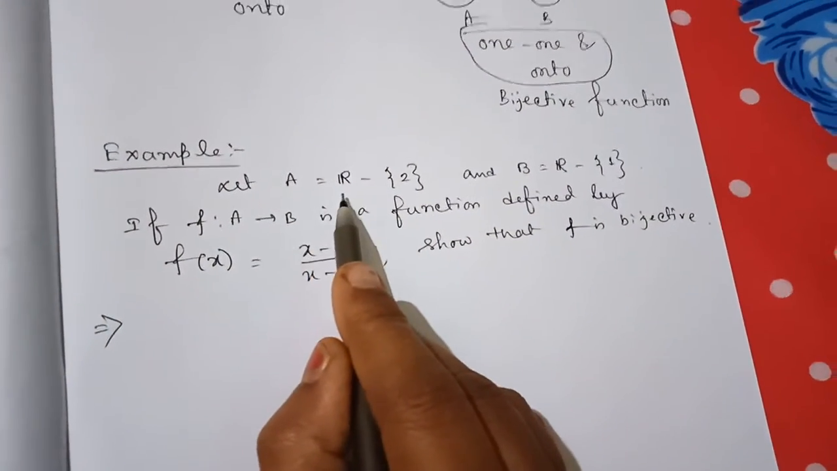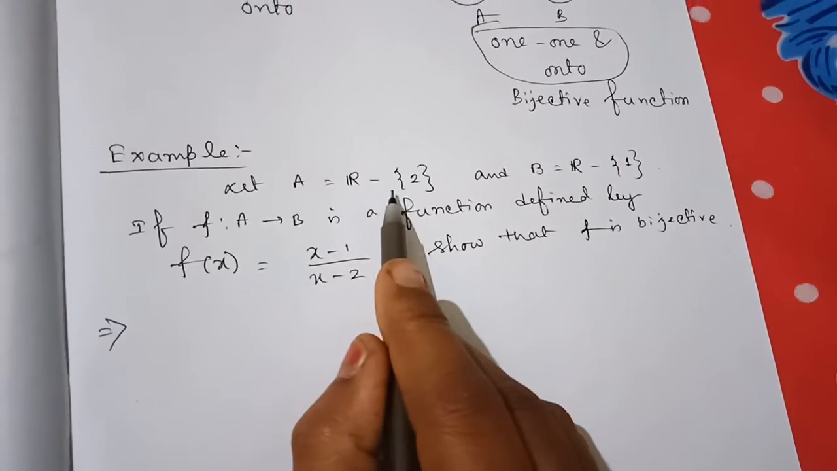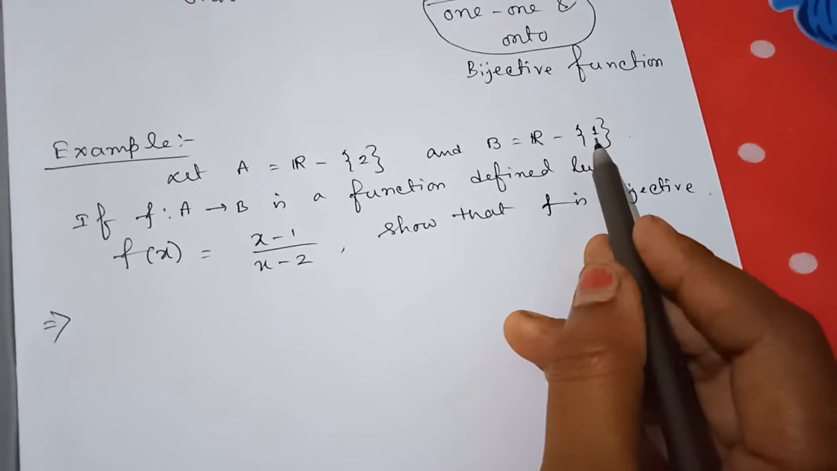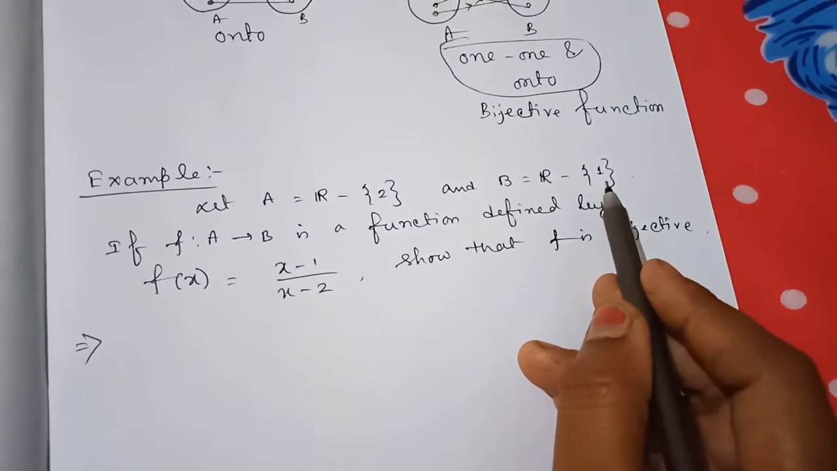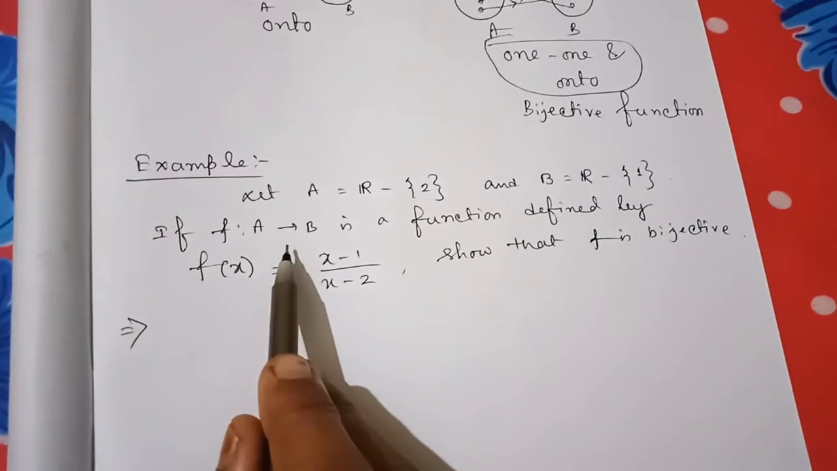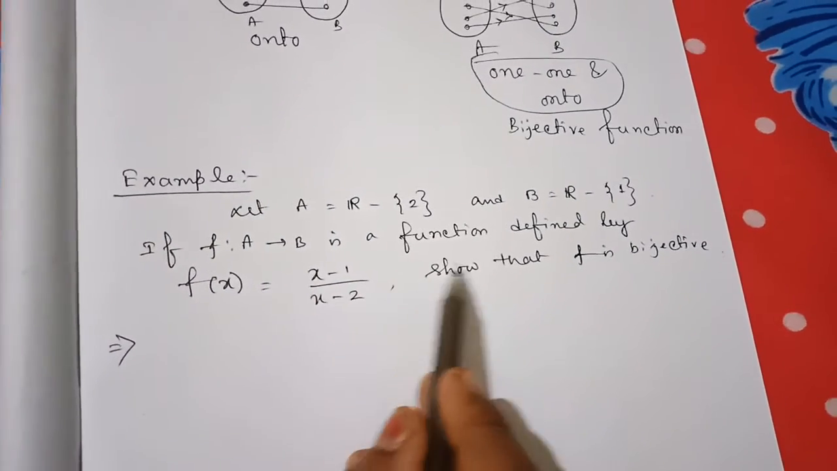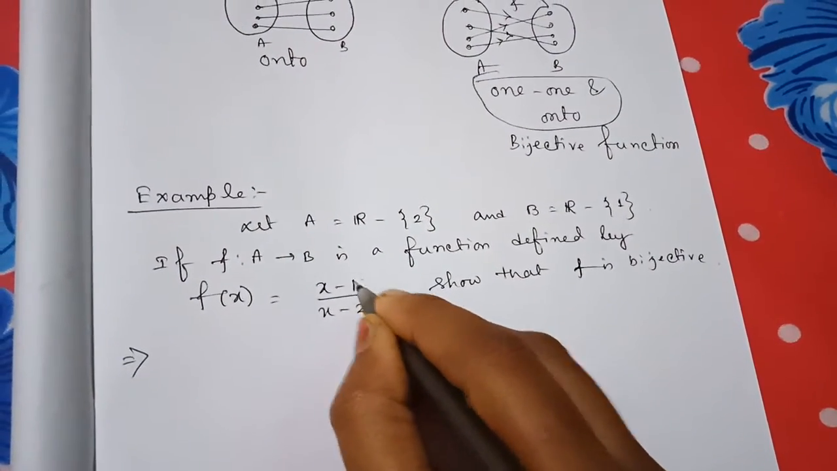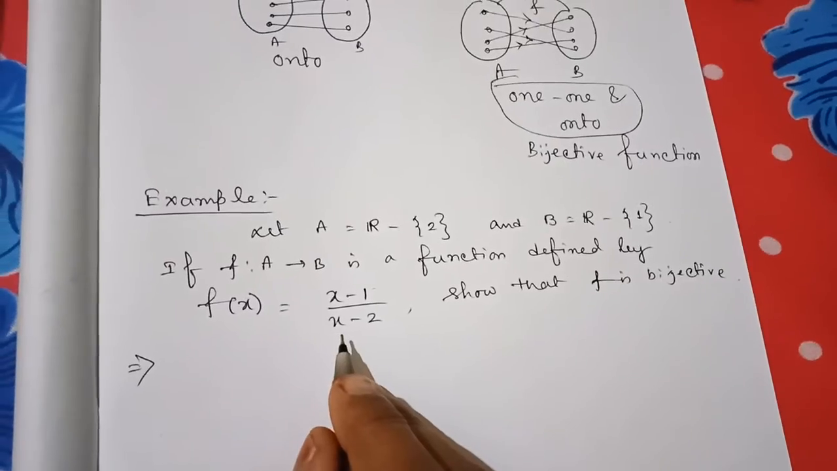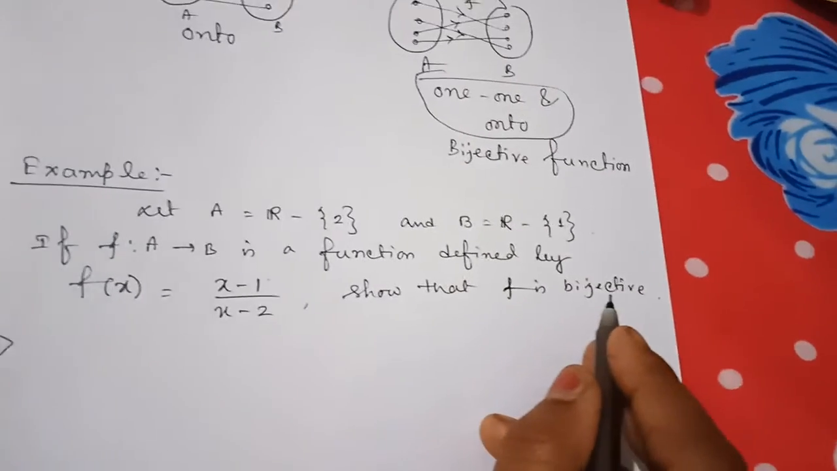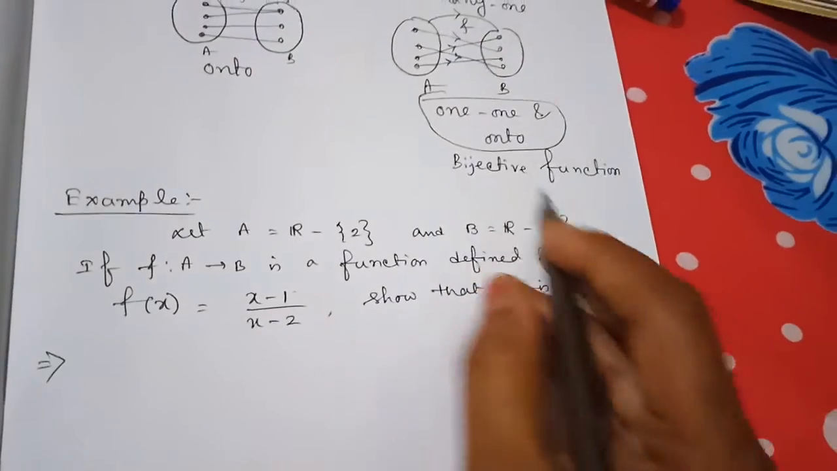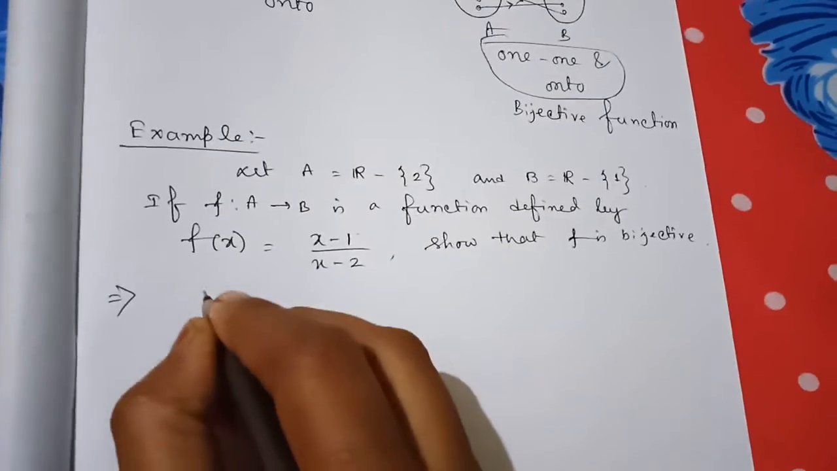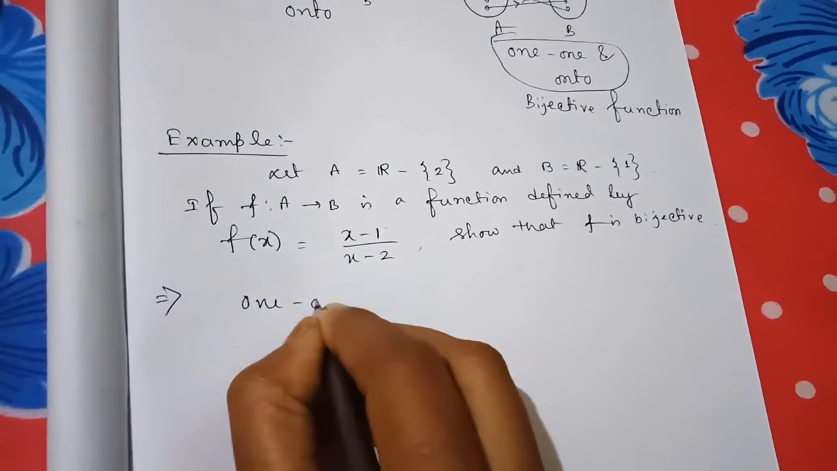Look, let A equal to R minus the singleton set {2} and B equal to R minus the singleton set {1}. Now, f from A to B is a function defined by f(x) = (x - 1)/(x - 2). We have to prove that f is bijective. That means we have to prove f is 1-1 and onto both. Let's do it. So for 1-1 first we will do.